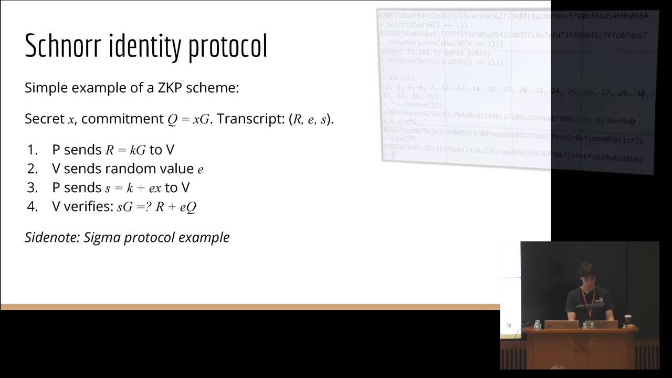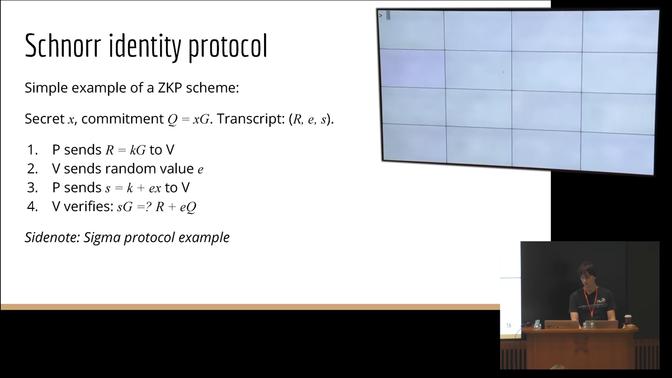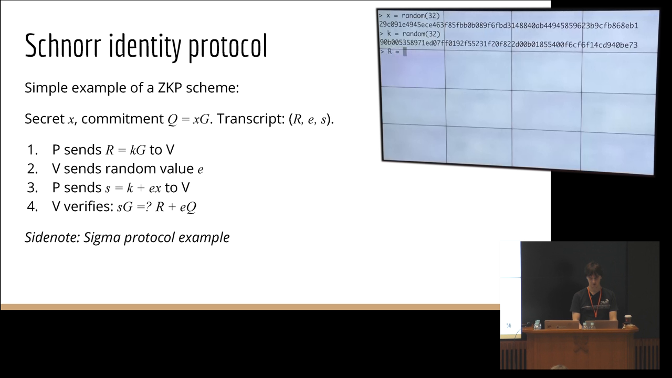Okay, let's do that. So I will make a new public key. All right, that's my private key. Don't tell anyone. And then I'm making a new nonce. And then I'm making a commitment to that nonce.